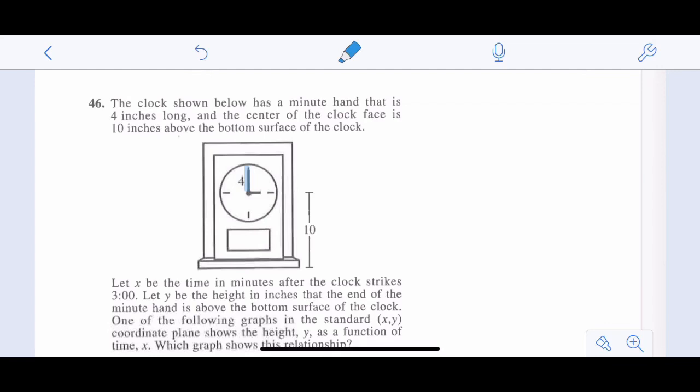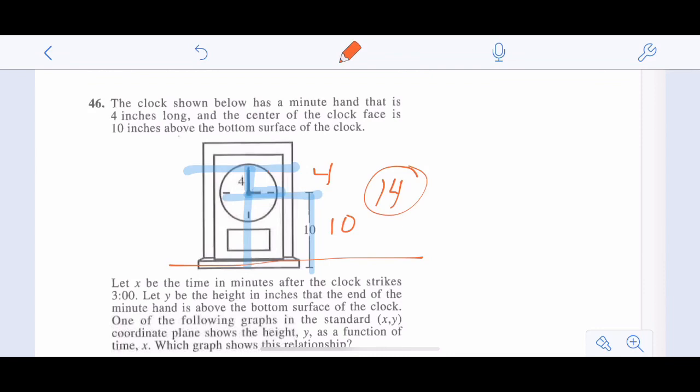and the center of the clock face is 10 inches above the bottom surface of the clock. Okay, so from here down to here is 10 inches. Let X be the time in minutes after the clock strikes 3. Let Y be the height in inches the end of the minute hand is above the surface of the clock. So from here all the way to here is Y. So that's actually going to be 4 inches plus 10 inches. So it's 14 inches above the base of the clock. So 10 inches, 4 inches.